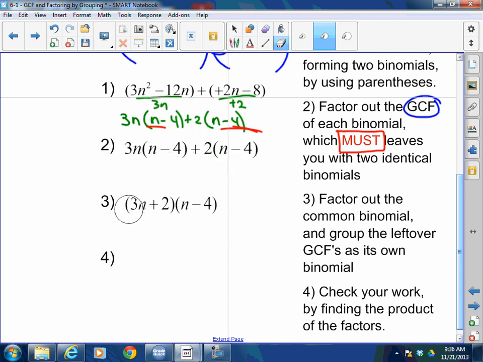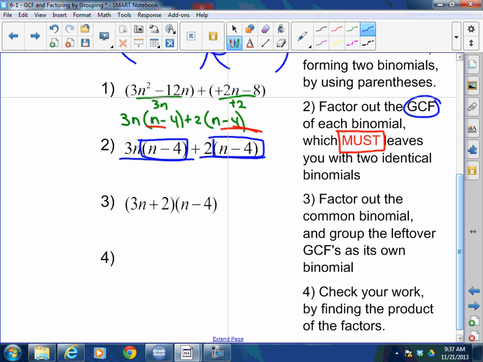I'm going to do it again. Look, you have two terms here: 3n times n minus 4 and 2 times n minus 4. But the n minus 4 is a common factor between both terms, right? So when I factor out the common factor of n minus 4, when I divide this by n minus 4 and this by n minus 4, what am I left with? A 3n plus 2. That make sense?